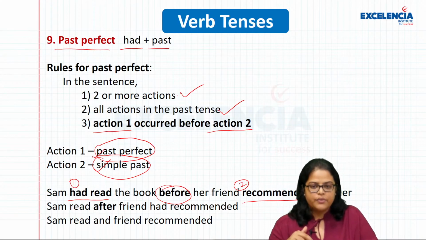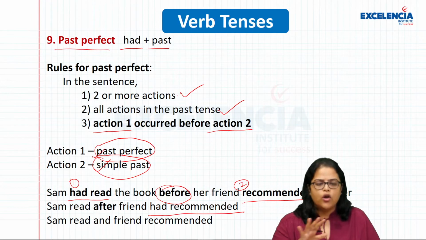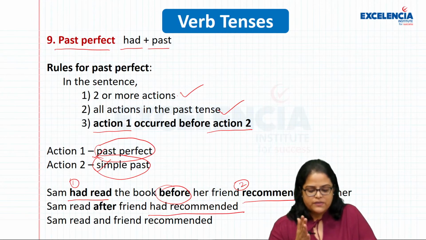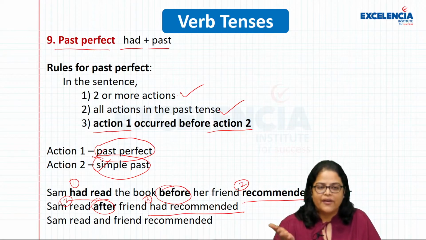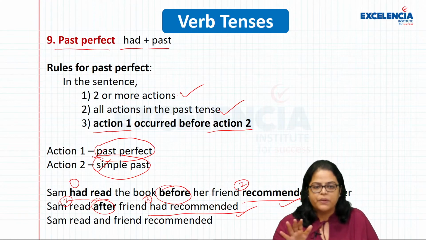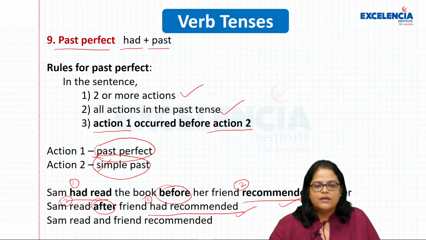Of course, what I can do is Sam read after friend had recommended. Yeah, that's what I wanted to ask. So if you could write it either way, so yeah. Yeah, so it's all logical. It does not matter how you write it. So because of this word after, now guys, I know that first somebody recommended and then Sam read the book. So it's really okay to switch over. So I can say Sam read the book after friend had recommended. So that's also perfectly all right. In fact, if I said Sam had read after friend recommended, that would have been wrong. Because that after tells me that first the recommendation came in and then Sam read it. So action 1 has to be past perfect.